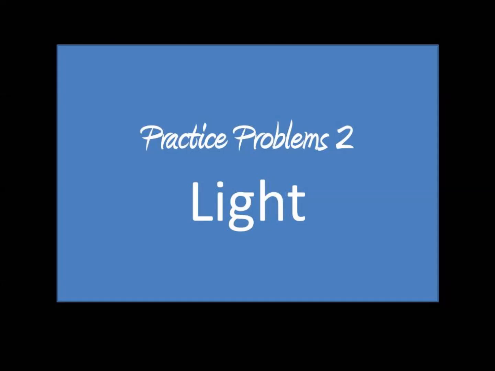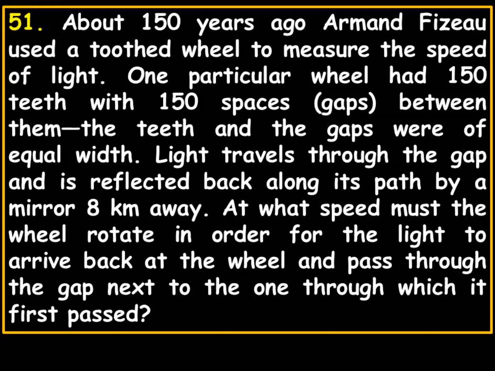Practice problem 2 on light. Let's determine the speed of light using a very old method that was used well before the Michelson method. About 150 years ago, Armand Fizeau used a toothed wheel to measure the speed of light.